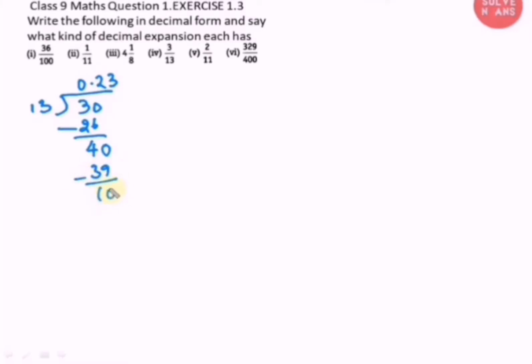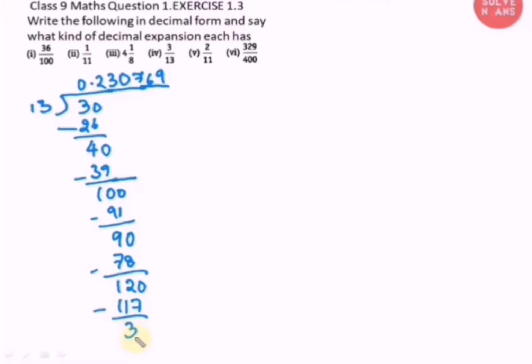You get 1. Make it 10 again, but this is smaller compared to 13. You will put a 0 here and then make it 100. Then 13 7s are 91. You get remainder 9. Make it 90. Then 13 6s are 78. And you get 12 over here. Add 1 0. And 13 9s are 117. So you got this number 3 back.